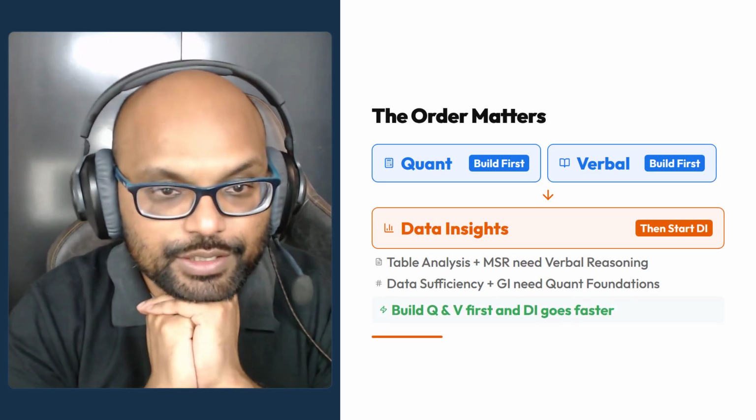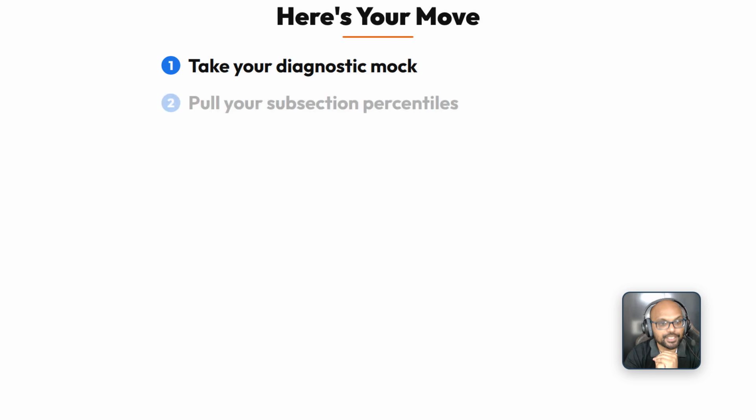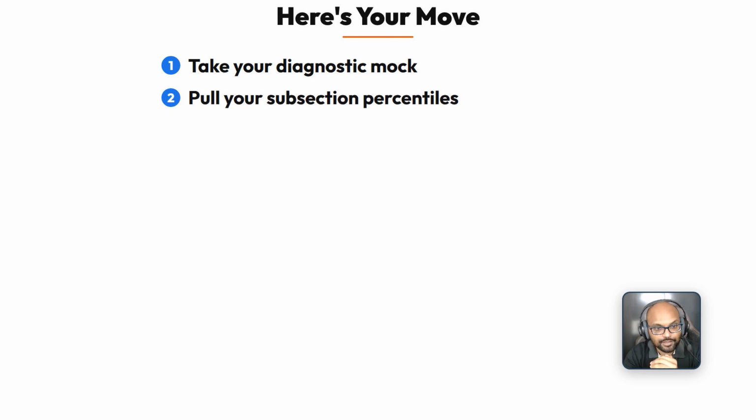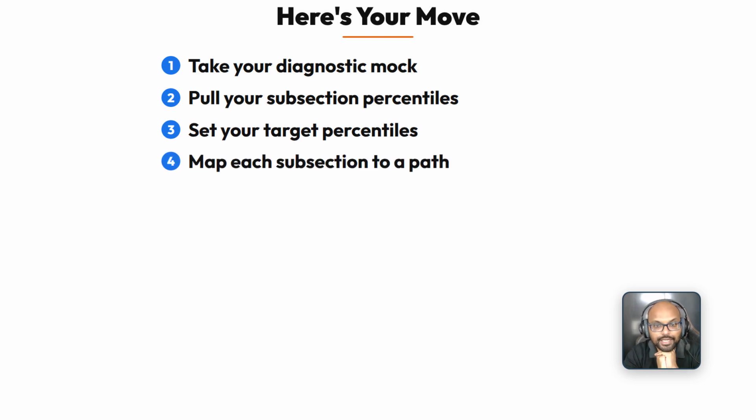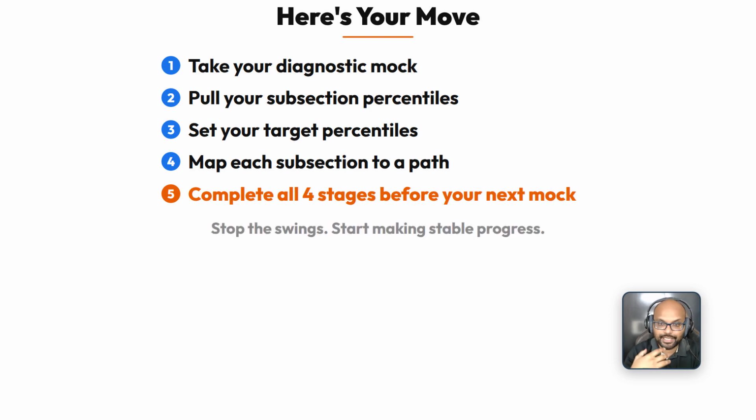Here's your move. Take your diagnostic, pull your subsection percentiles, set your target percentiles, map each subsection to a path, foundation or targeted, and don't touch your next mock until every subsection has gone through all four practice stages. That's how you stop the score swings and start making real and stable progress.